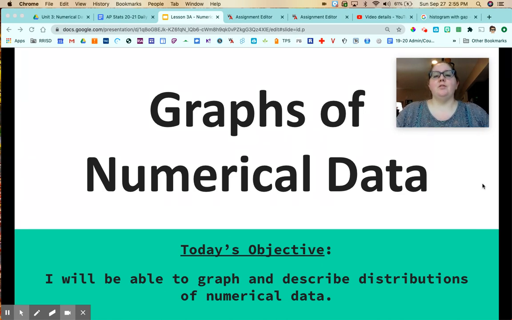In general, numerical data is a little bit harder to graph because it's not as clear cut and already in really easily defined categories. It's numbers, and numbers have a lot of variation to them, so the way we deal with them in terms of graphing and describing is a lot different, and there are a lot of ways that we can do it. So today's objective: we're going to be able to graph and describe distributions of numerical data. We're going to specifically look at two different types of graphs today, a dot plot and a histogram, and in future lessons we will talk about other types of graphs that we can make with numerical data.